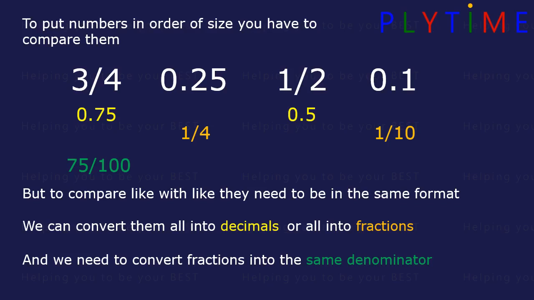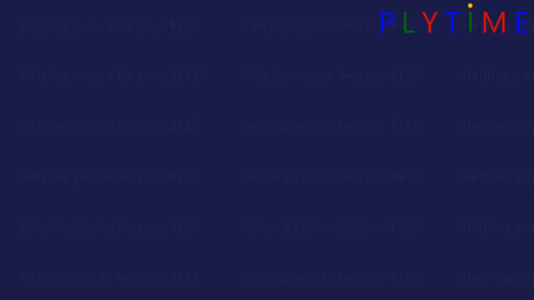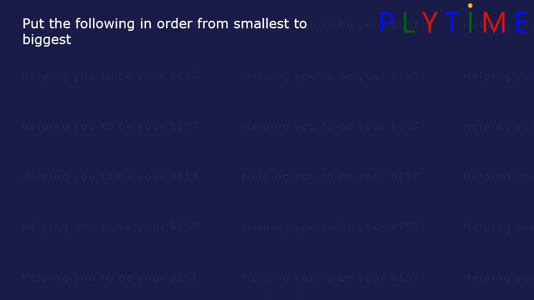0.75 is 75 divided by 100, and 0.25 is 25 hundredths. 0.5 is 50 hundredths, and 0.1 is 10 hundredths. Now we could compare them. Put the following in order from smallest to biggest.